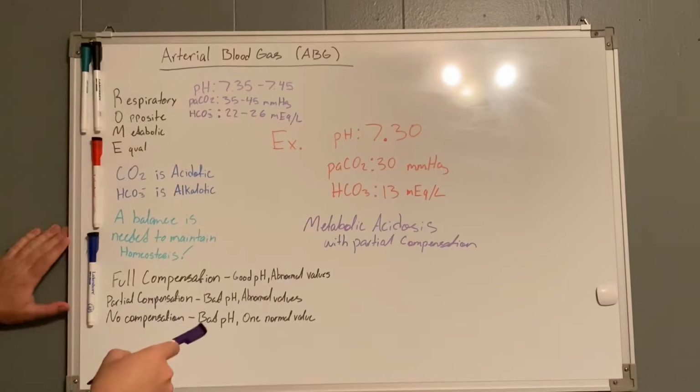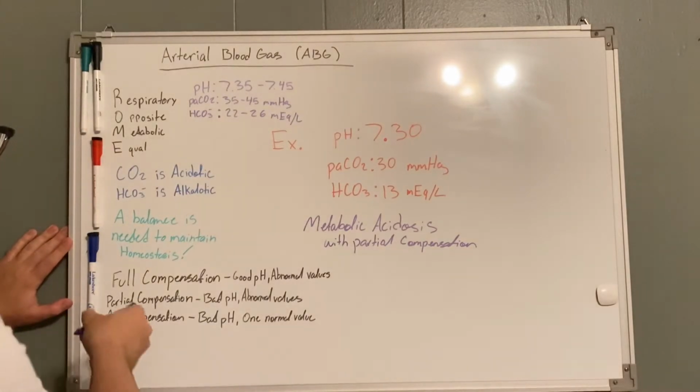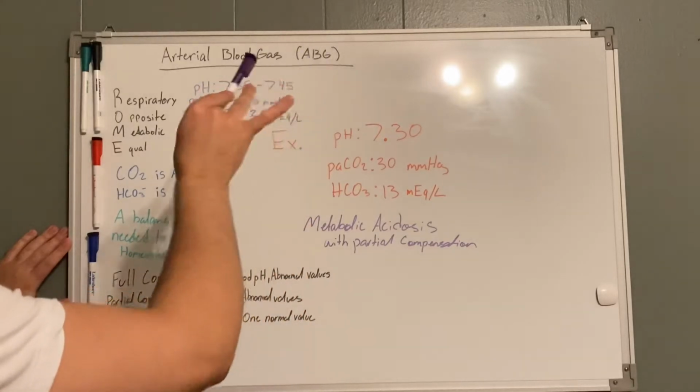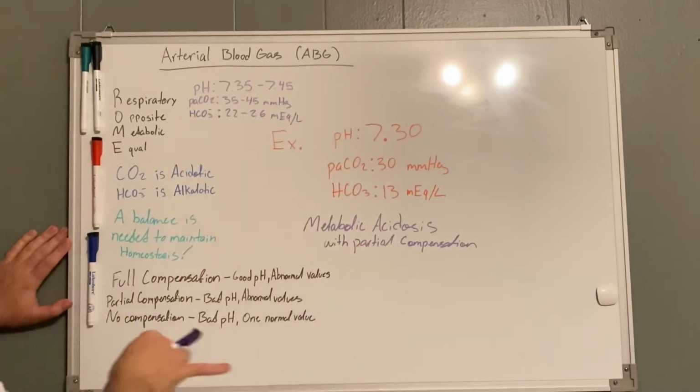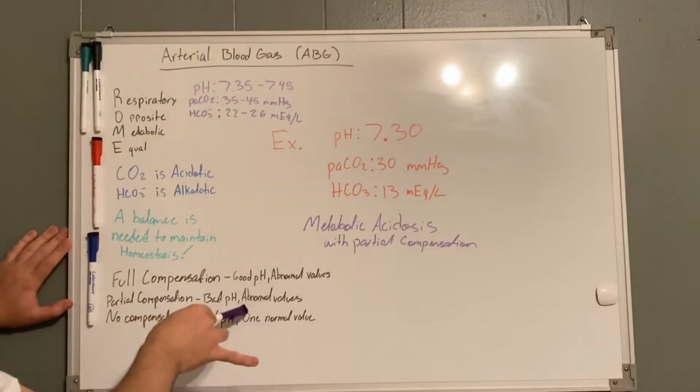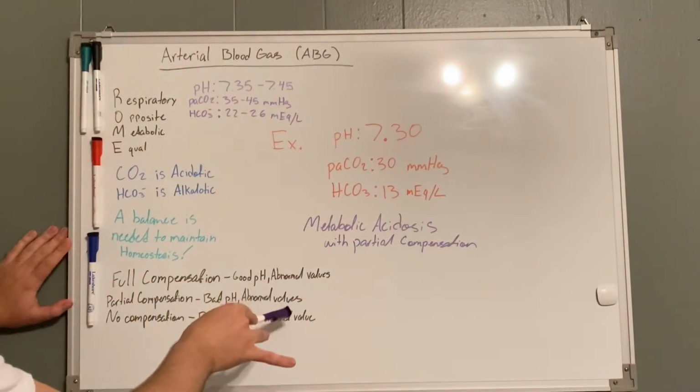And I want to go over all of this right here that I have. There's 3 types of compensation you can have. Number 1 is full compensation, where you have a good pH and abnormal values. Number 2 is partial compensation, where you have a bad pH and abnormal values.